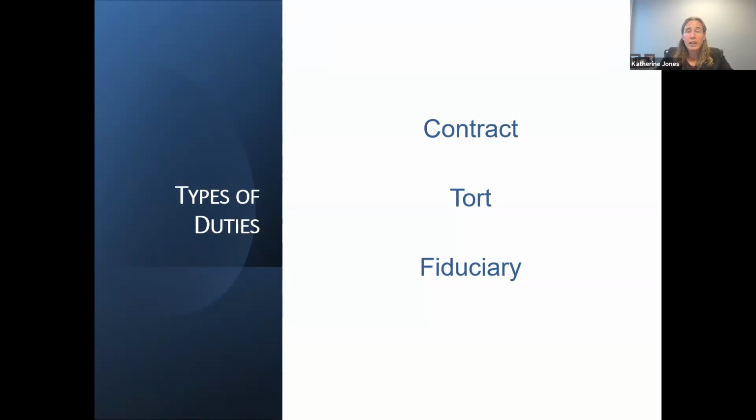The third type of duty that we're going to talk about today is the one that you may not have run across in the engineering profession and is probably the least common, but is growing, that we'll talk about at the end, which is a fiduciary duty. And a fiduciary duty is the highest duty that you can owe legally to another entity. Essentially, you're placing your client's interests ahead of your own.